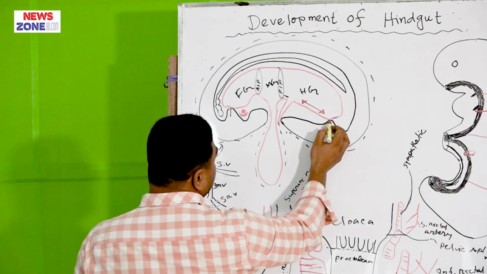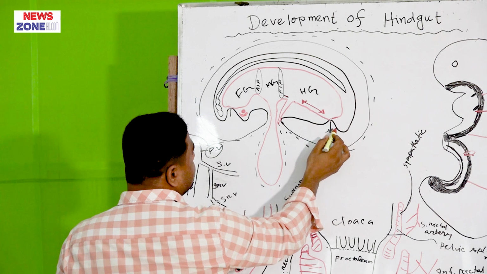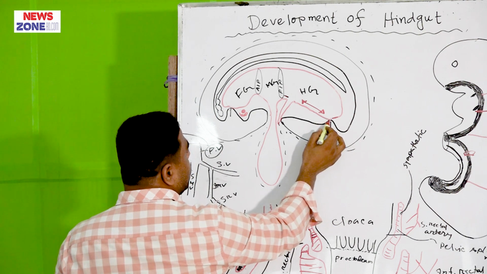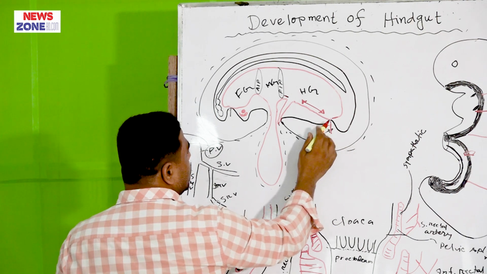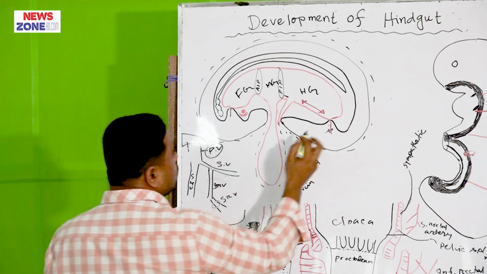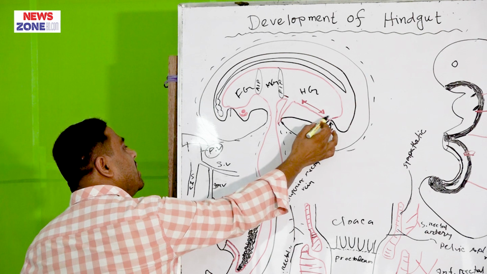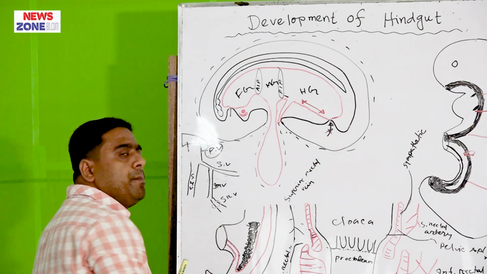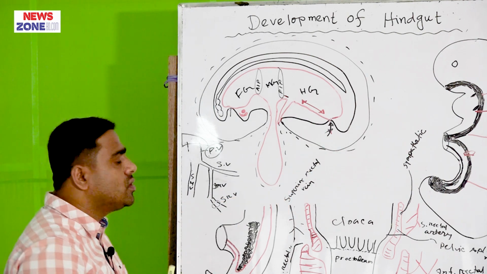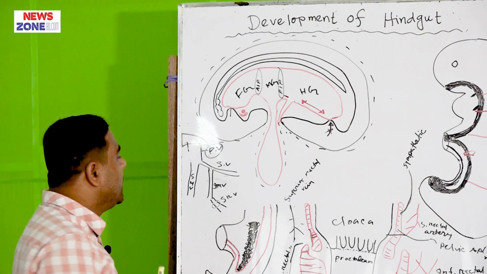And here is the pit of the ectoderm over the cloacal membrane, and this pit is called the proctodeum, or the ectodermal cloaca.